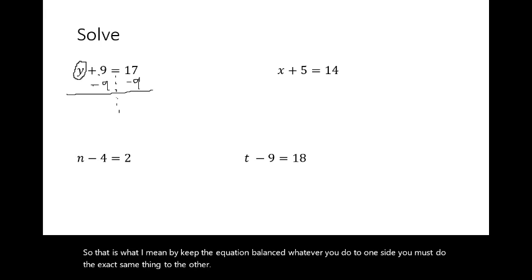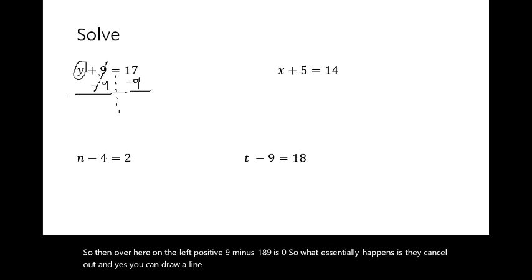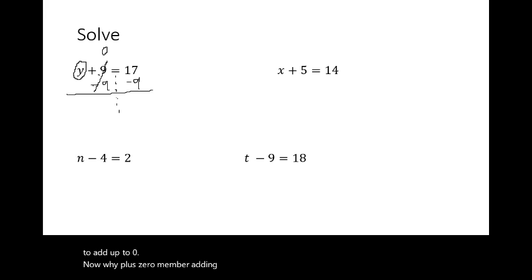So then over here on the left, positive 9 minus 9. 9 minus 9 is 0. So what essentially happens is they cancel out. And yes, you can draw a line through it like this because opposites are always going to add up to 0. Now, y plus 0, remember adding 0 doesn't do anything, so y plus 0 is just y. Then don't move the equal sign.